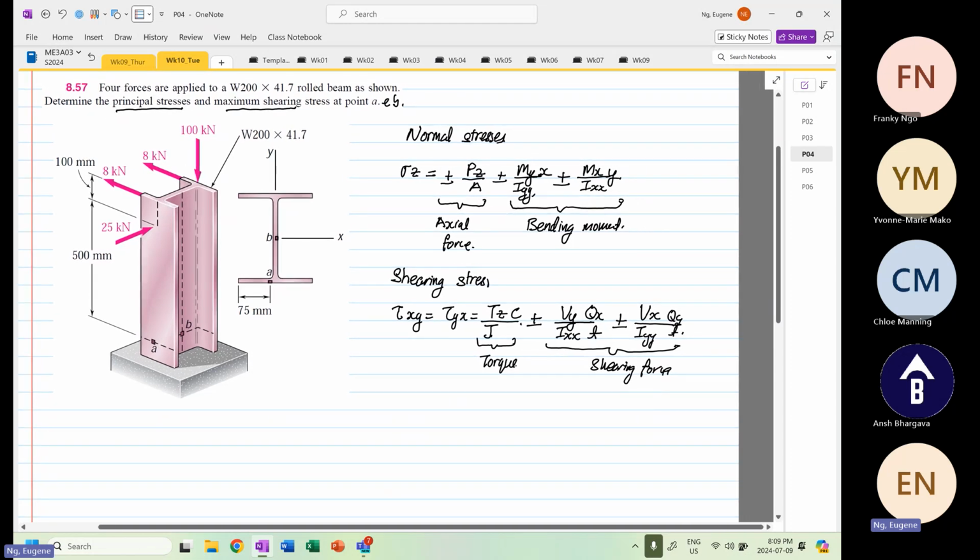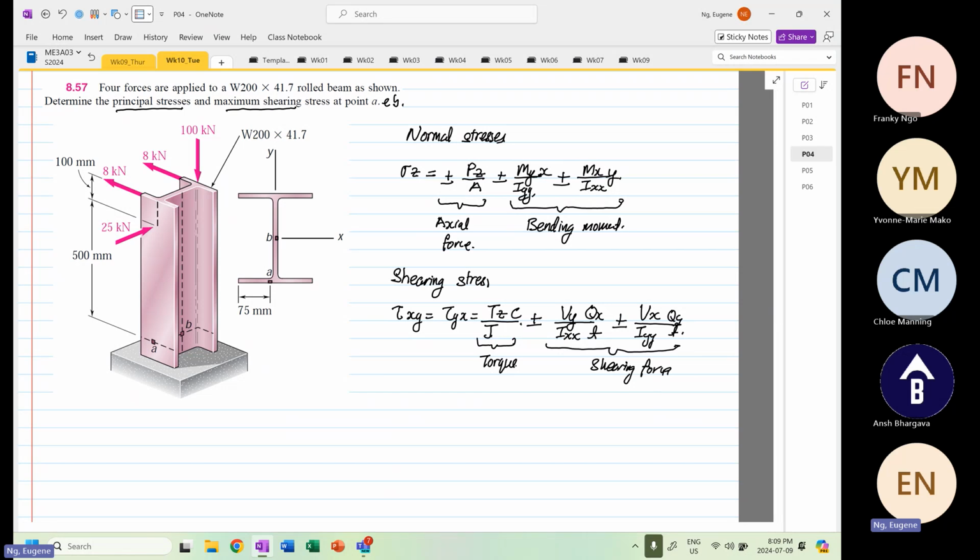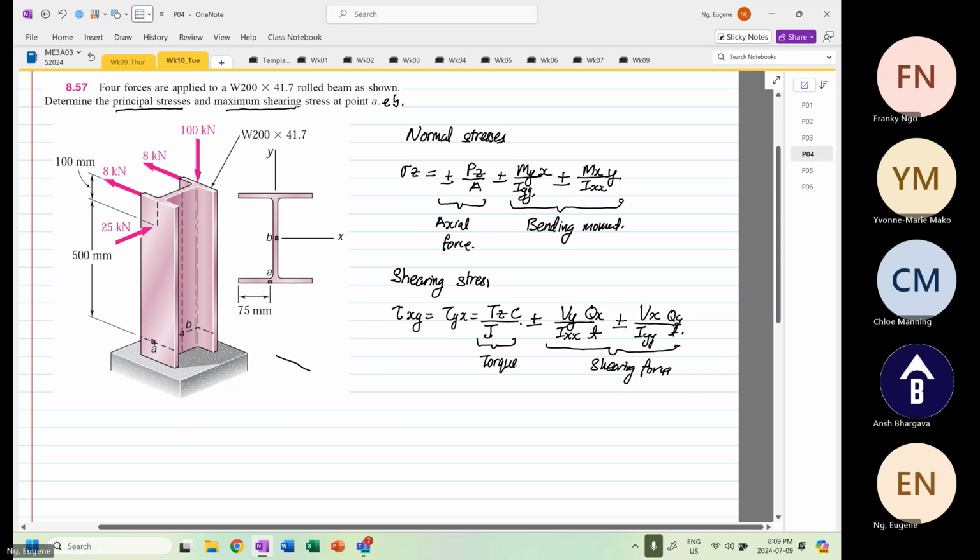Okay, so we're going to do combined loading. As I taught you guys before, with combined loading, you have to look at the loading about different planes. So let's draw our configuration. We know that this is our X, this is our Y, and this is our Z.